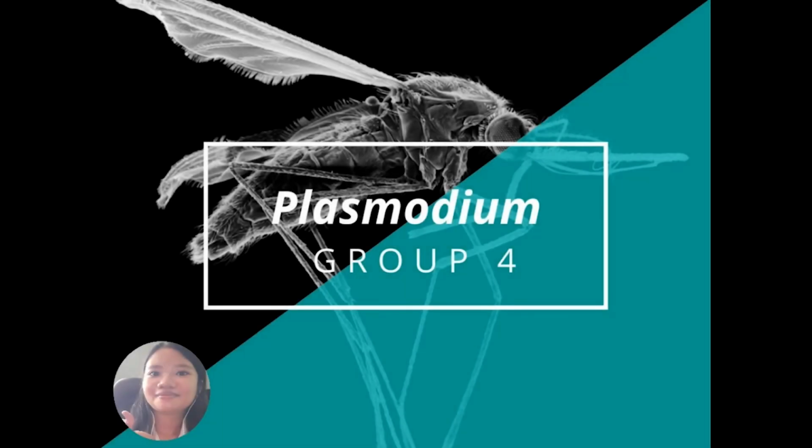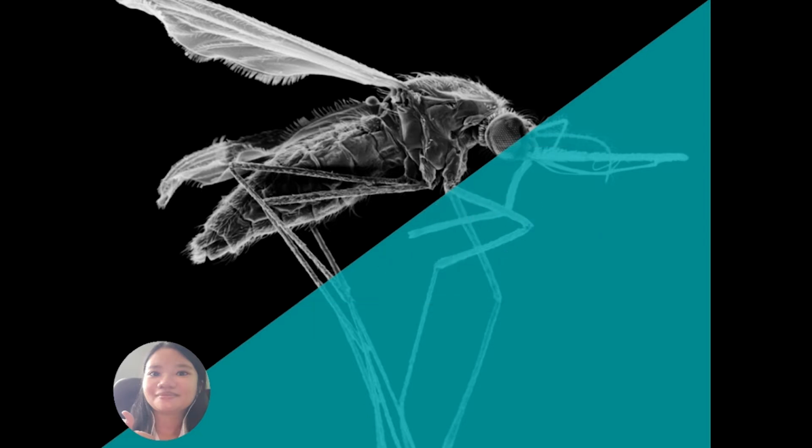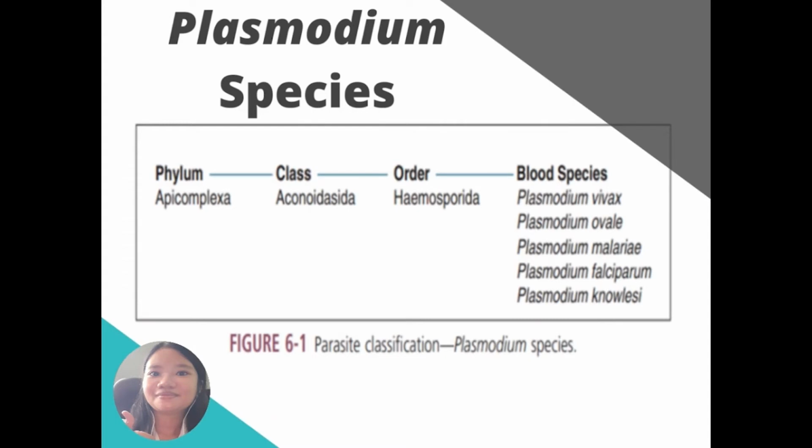Good day, we are Group 4 and we'll be presenting about Plasmodium species, which are single-celled protozoan parasites. Moving on to their specific classification, they belong to the phylum Apicomplexa, class Aconoidasida, order Haemosporida, family Plasmodiidae, and genus Plasmodium. The listed 5 species are particularly observed in the blood, which already signifies their main mode of transmission, which is through an insect vector.